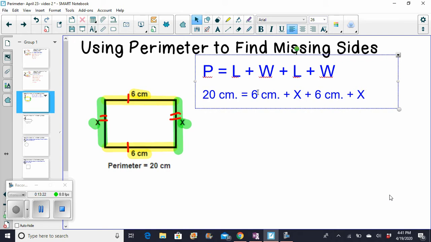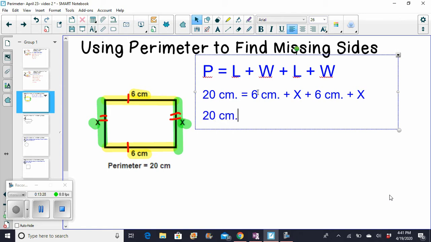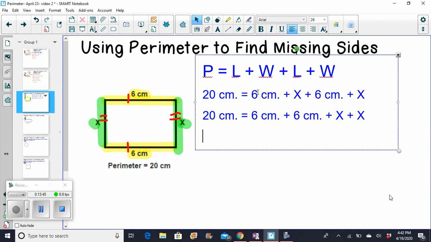I'm going to do a little rearranging. I know that I can add these up in any order that I want. So 20 centimeters equals, let's do 6. Now I'm going to put the 2 6s side by side. 6 centimeters plus 6 centimeters plus X plus X. There we go. All right, let's add 6 plus 6. Notice each time I go through this formula, I'm starting to combine amounts. Now, 20 centimeters, we can say equals, okay, 6 plus 6 is 12 centimeters plus X plus X.